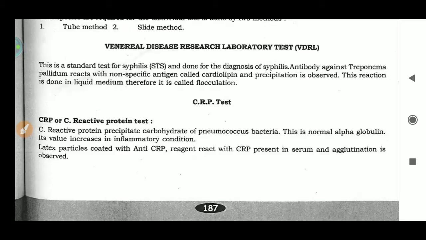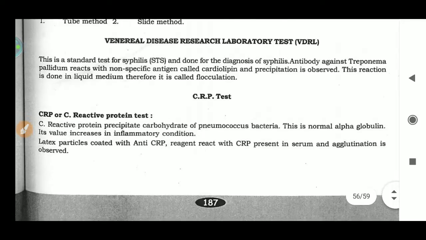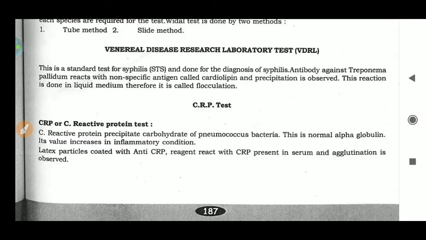Alright, let's begin with VDRL. So first of all, what is the full form of VDRL? The full form of VDRL is Venereal Disease Research Laboratory test. What is the VDRL test? The VDRL test is a standard test for syphilis and is done for the diagnosis of syphilis.